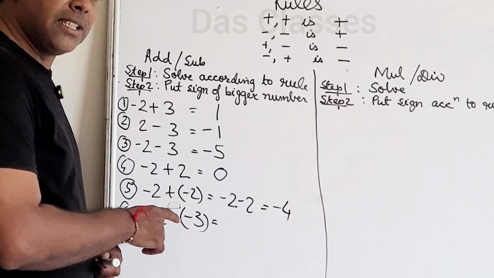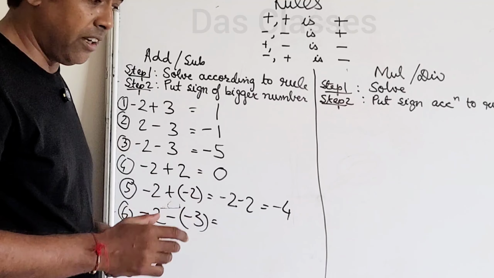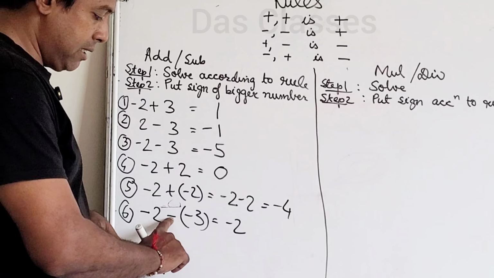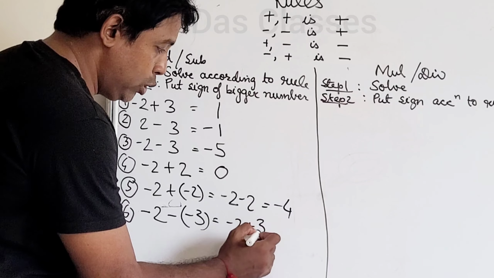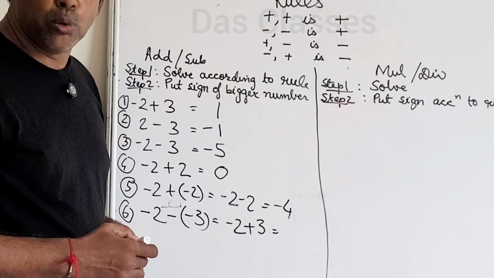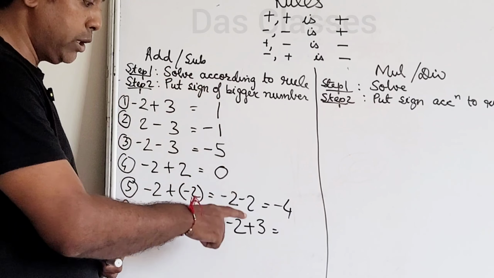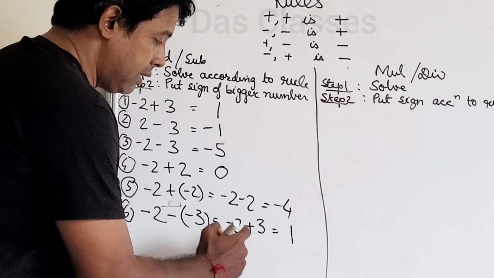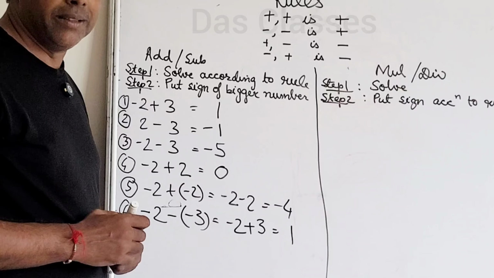The next one, again the same problem, that between the two numbers you can see there are 2 signs. So first we'll convert it into one sign. It's minus 2, and as there is a minus minus, minus minus is plus, so we'll make that into one sign. And then you continue as it is. Minus plus is minus. Step 1, solve according to rule. So we need to subtract. 3 minus 2 is 1. And then put sign of the bigger number. Bigger number is 3, it has got plus sign, so we'll write it as 1.